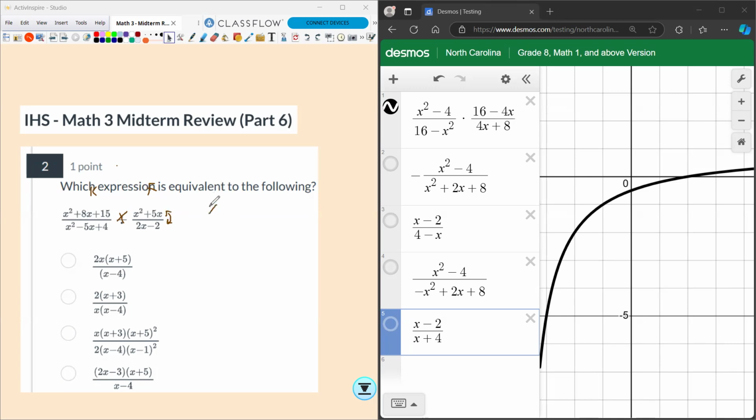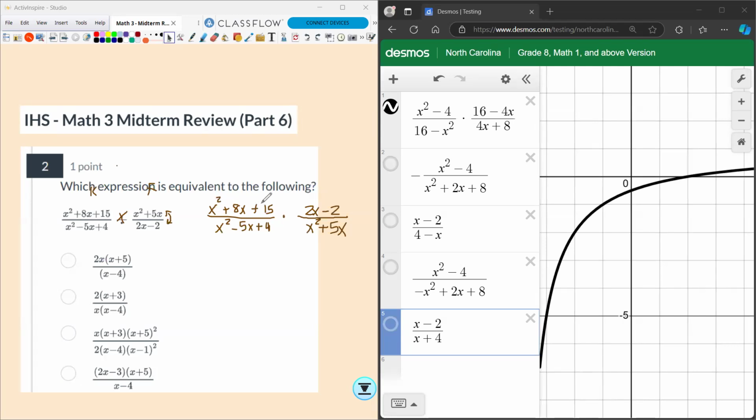I'm going to rewrite this as x squared plus 8x plus 15. And then the first fraction doesn't get changed, so we just leave it as is. But then we change that to times, then we flip it to 2x minus 2 over x squared plus 5x. So now we do our similar factoring. So we're going to see what we can factor out.